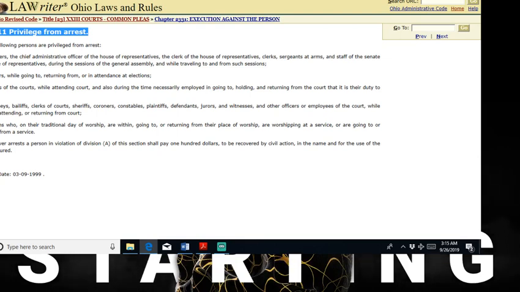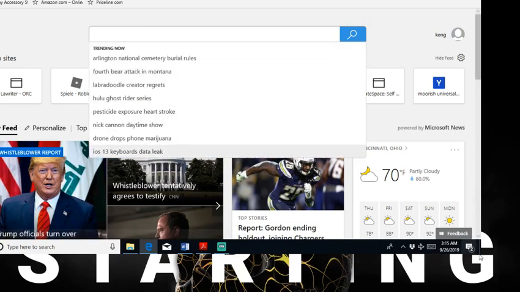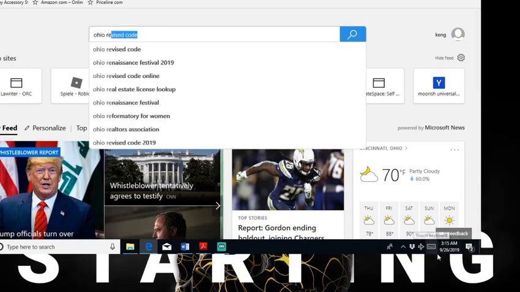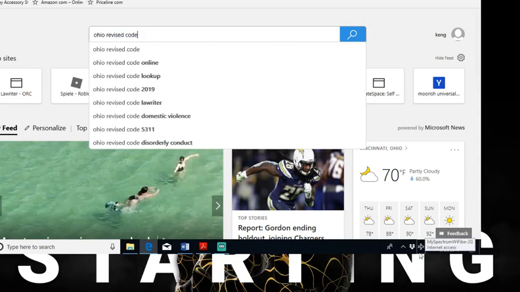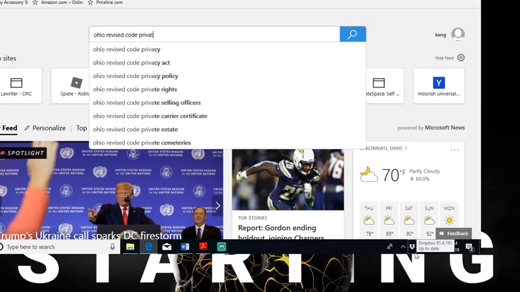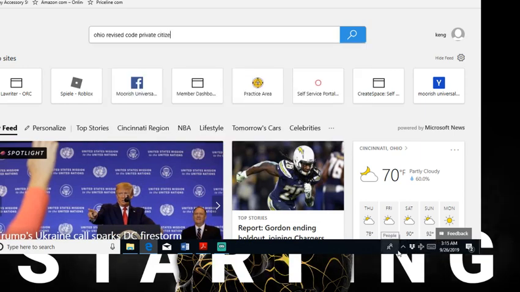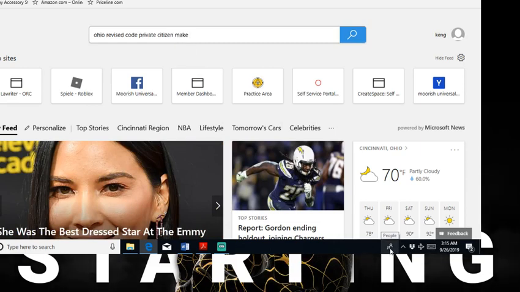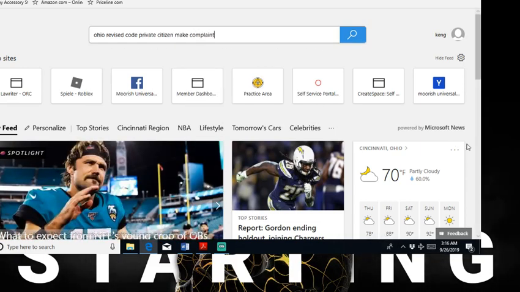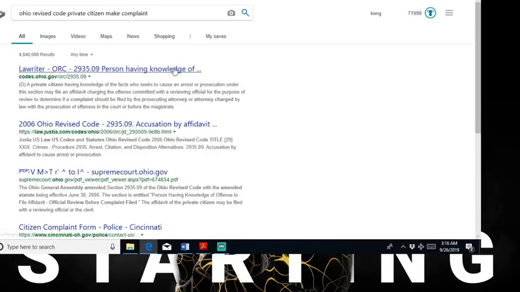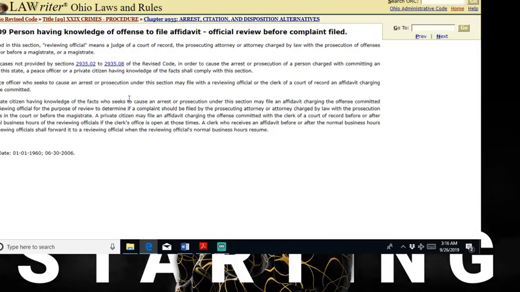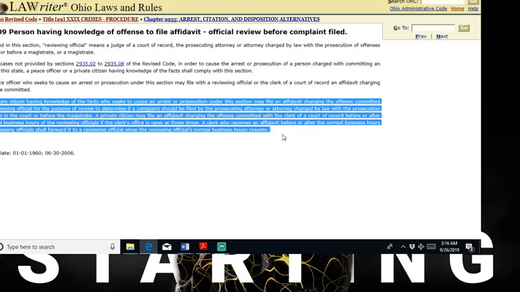Now, I told you before, let's go here. Complaint. I just put it in there. I know, I've been doing this for so long. So, how would you make your complaint? A private citizen having knowledge of a fact who seeks to cause an arrest or prosecution may file an action charging the offense committed.